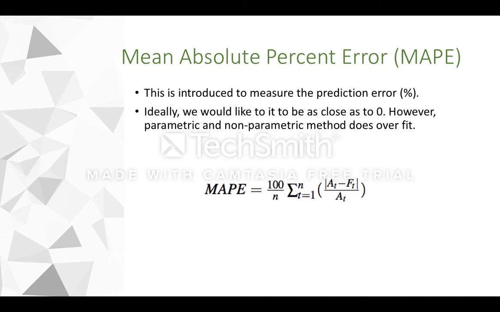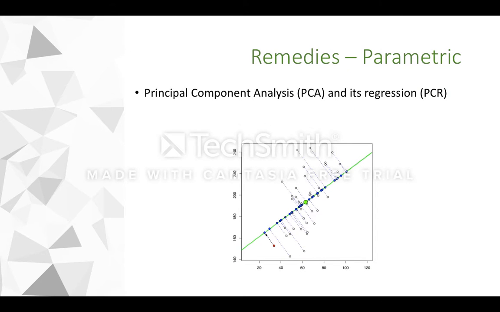So the mean absolute percent error, or the MAPE, is the criteria that we're going to be using in order to measure prediction error, and ideally we would like it to be close to 0, and the formula for it is displayed here. There are several remedies we can use, both parametric and non-parametric.